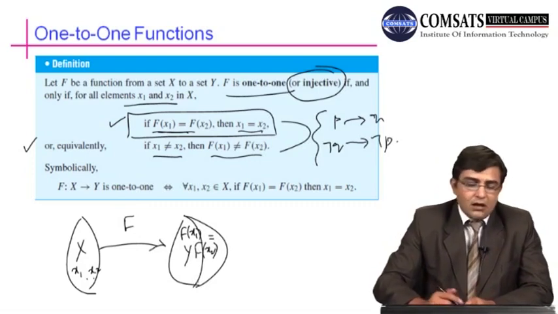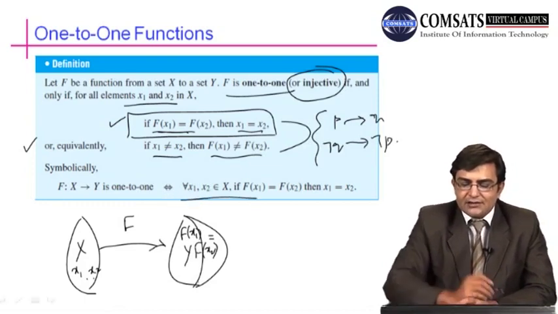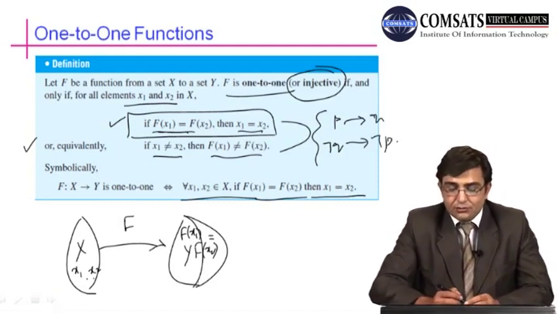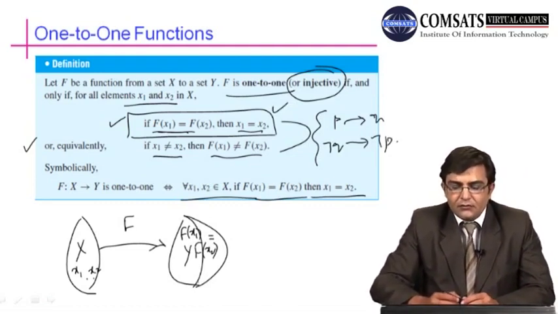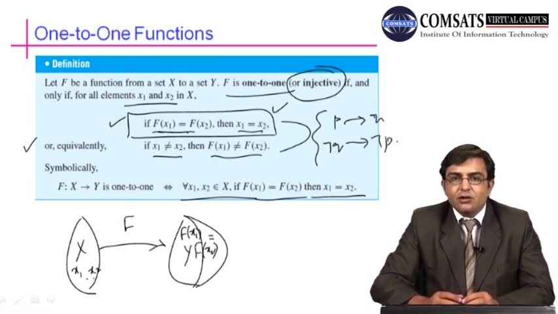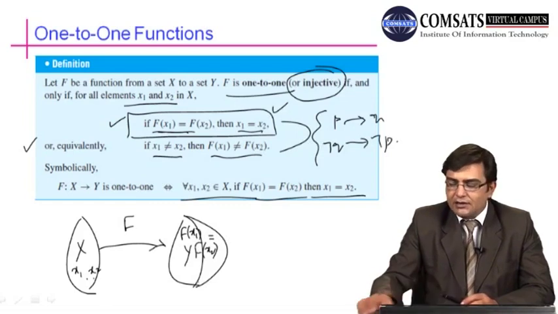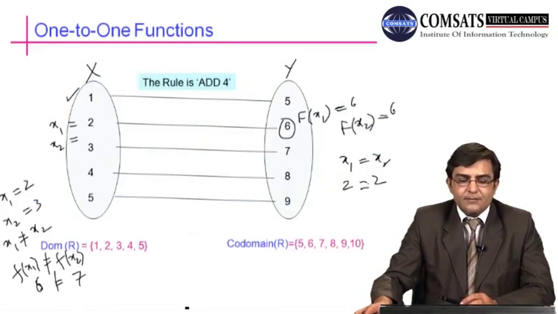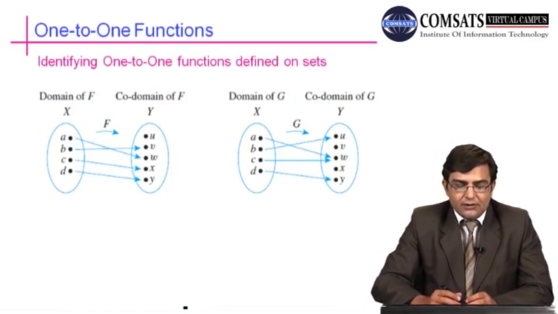Symbolically, f from x to y is one-to-one if and only if for all x1, x2 belonging to x, if f of x1 is equal to f of x2, then x1 is equal to x2. This is the proper definition of one-to-one functions. Next we are going to discuss one-to-one functions with the help of examples, so that you can get the basic idea of what a one-to-one function is and how we can recognize and prove functions to be one-to-one.